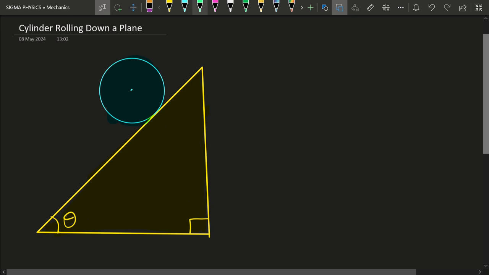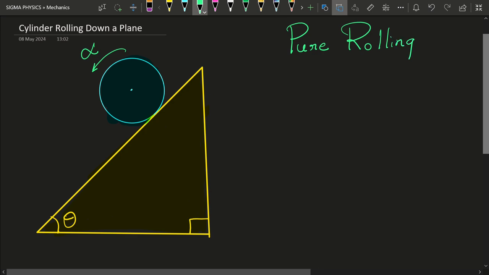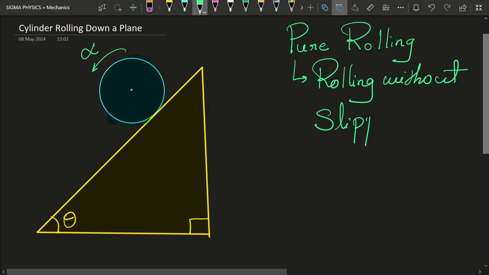So as I've already told you, in this problem we have a solid cylinder, and this solid cylinder is rolling down the inclined plane with some angular acceleration alpha. Now, when I say rolling, I mean pure rolling. That is, we are going to consider the case of pure rolling. So this solid cylinder is in pure rolling, or rolling without slipping, right? That is what pure rolling means. Pure rolling means rolling without slipping on this inclined plane. And what we are supposed to find is the acceleration of this body.